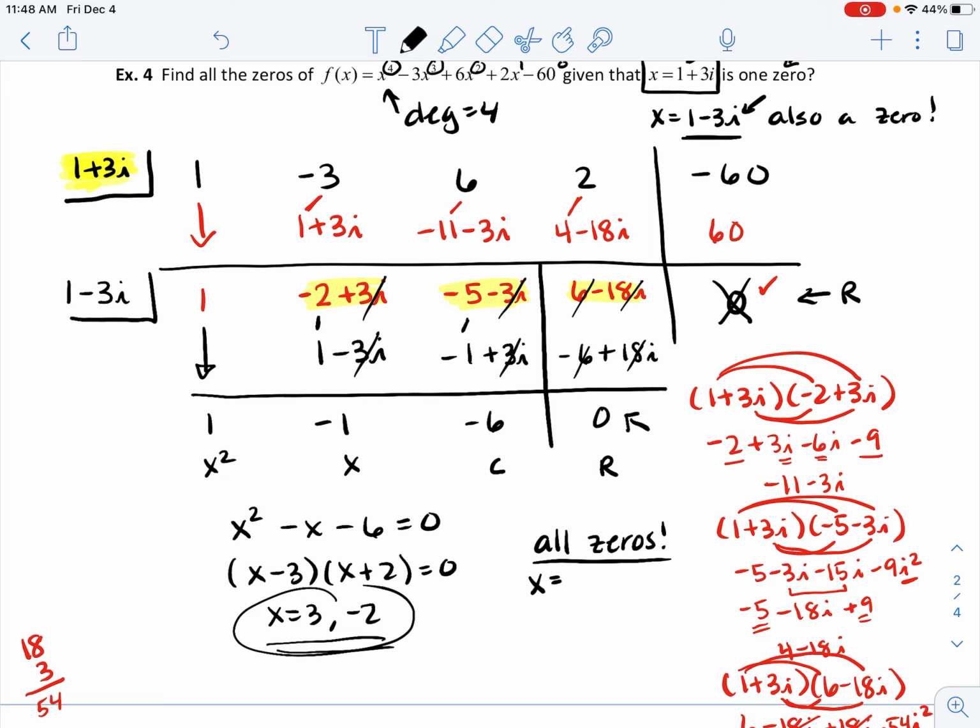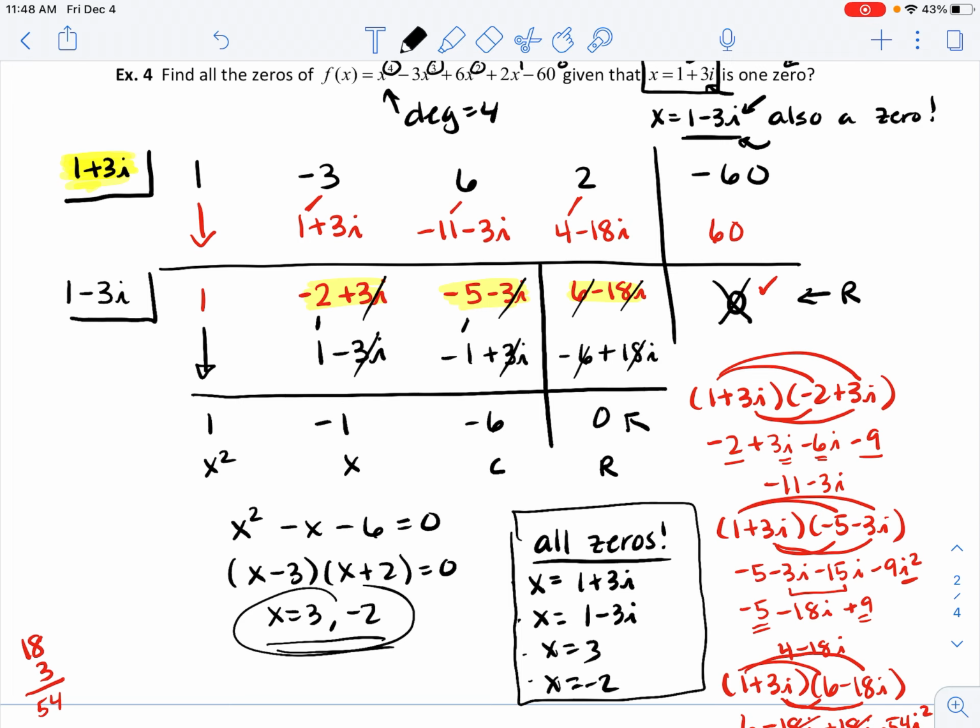Well, it's x equals the original one, which was 1 plus 3i. x also equals its conjugate. Remember, they come in pairs, 1 minus 3i. And then we knew that x equals 3 and x equals negative 2. So I have 1, 2, 3, 4 zeros. All right, so always make sure that the degree and the number of zeros is matching up. If not, that means you left something out.